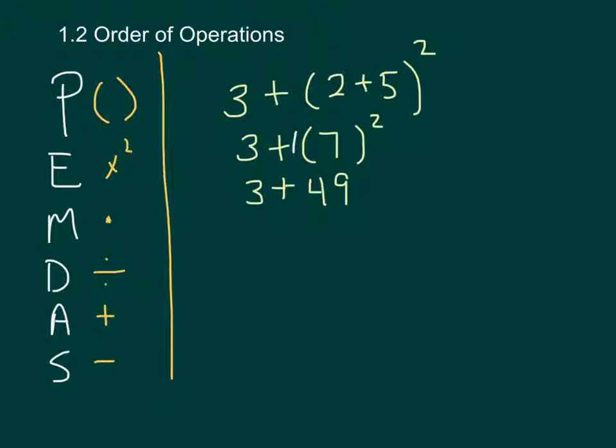So I take a look. No more parentheses, no more exponents. There is no more multiplication, no division. I have addition. Boom. 3 plus 49, 52. Once I've got it down to the simplest form, then I'm done.